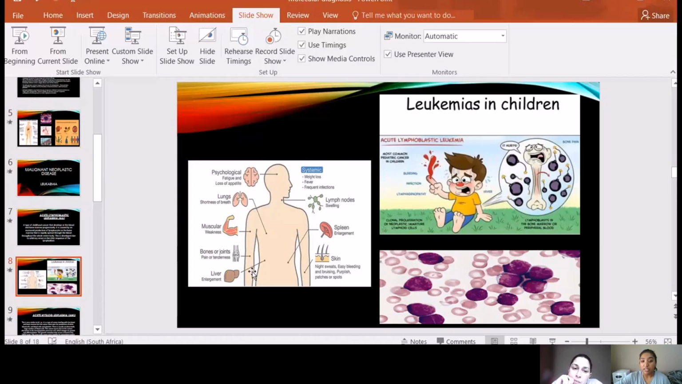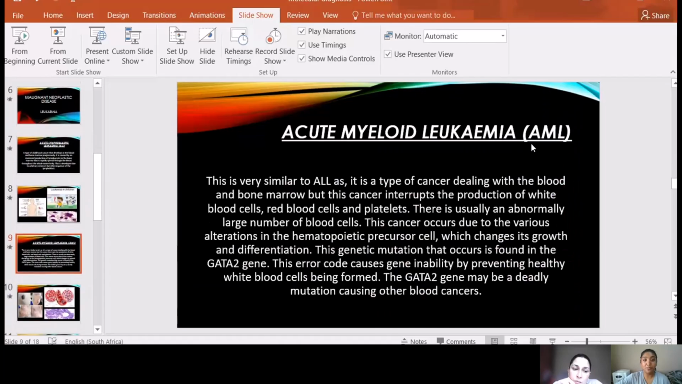These are some of the signs and symptoms of leukemia. It affects the bone marrow directly. This is what it looks like under the microscope. And yeah, these are the symptoms.